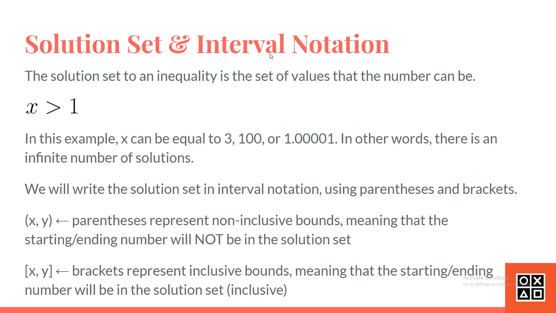Solution set and interval notation. The solution set to an inequality is the set of values that the number can be. So for example, we have x is greater than 1. In this example, x can be equal to 3, 100, or 1.00001. In other words, there is an infinite number of solutions. x can be anything greater than 1. So it can be a billion, a trillion, but it cannot be something less than 1 or equal to 1. So it can't be 1, it can't be 0, it can't be negative 7.